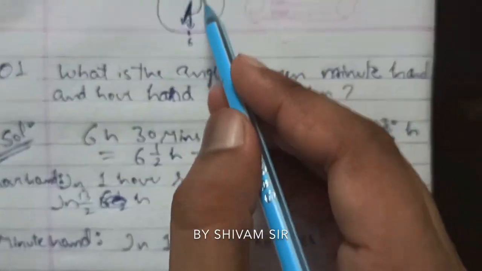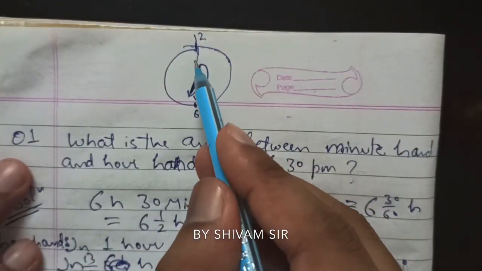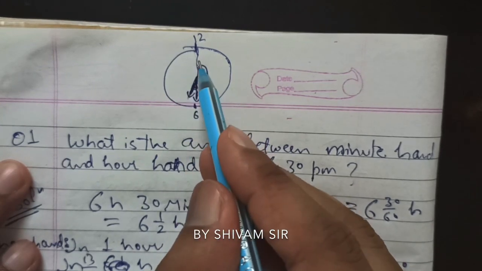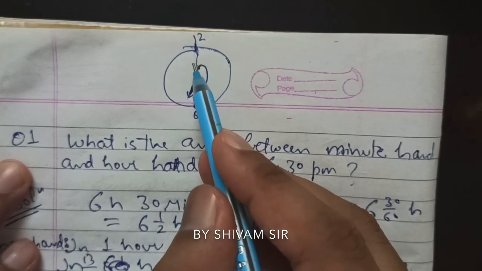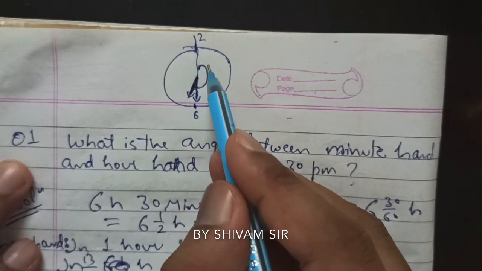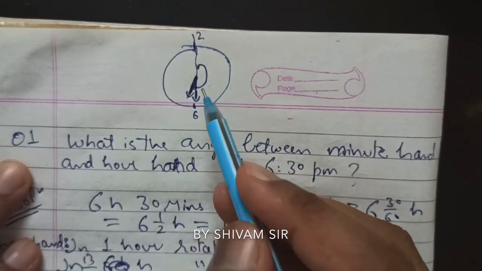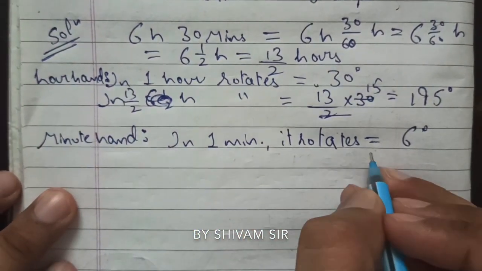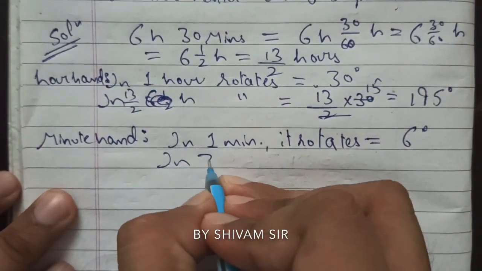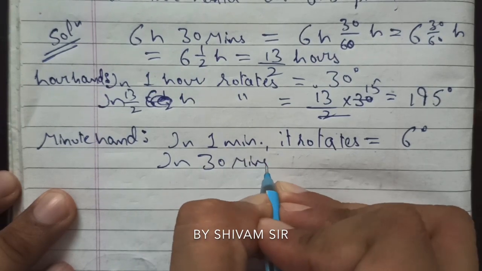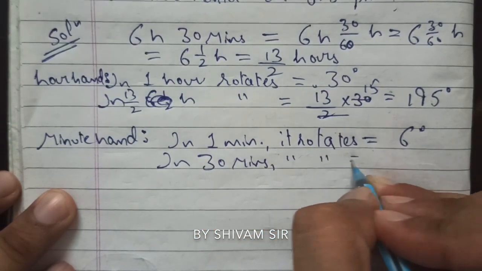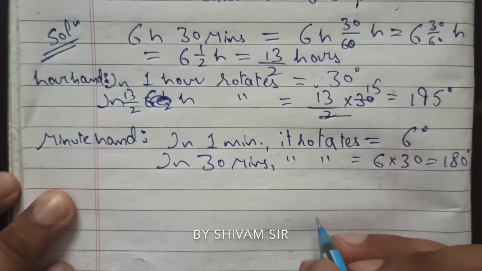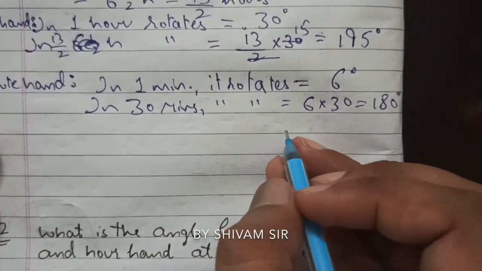So the minute hand, in the first hour it will rotate 360, in the second hour it will rotate 360, third hour 360, fourth hour 360, fifth hour 360. Now the 6th hour also 360. Now after that 30 minutes are remaining, so the 30 minute angle we have to determine. So in 1 minute it rotates 6 degrees. So in 30 minutes it rotates 6 multiplied by 30, which is 180 degrees, right? So in 30 minutes it rotates 180 degrees.